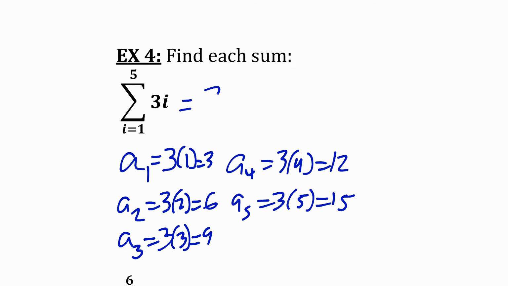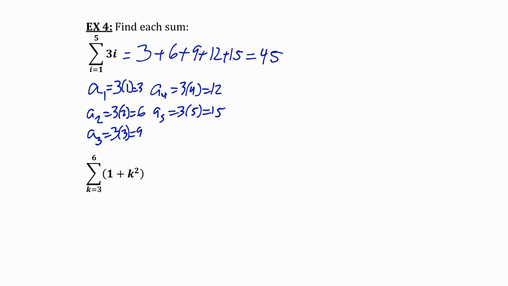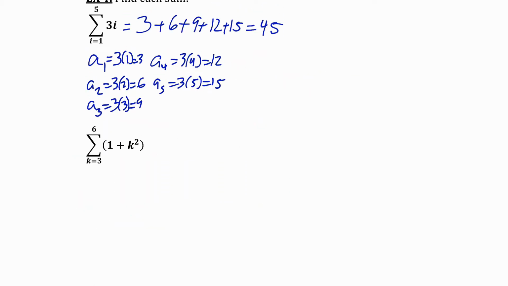We're going to take those and add them up. We got 3 plus 6 plus 9 plus 12 plus 15. Adding all those together, we end up with a whopping total of 45. So for these summations, we're just finding however many terms we need and adding them together.